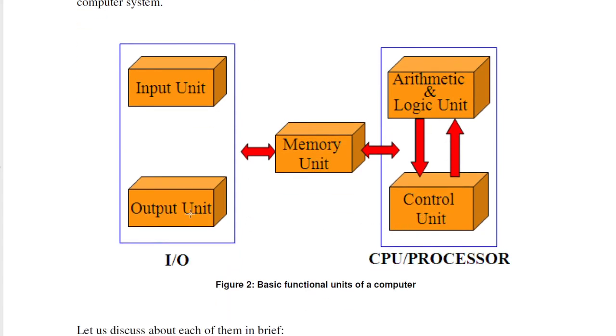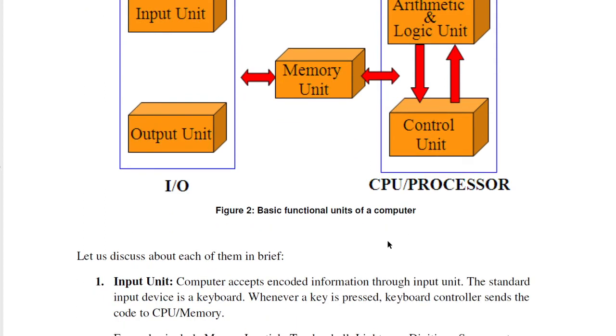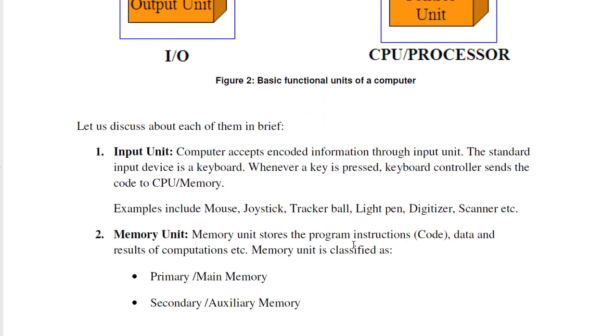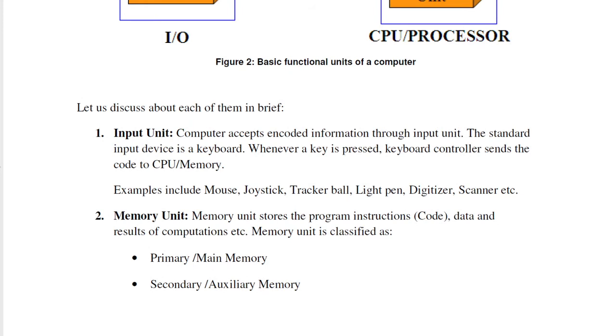So we have the input, output, and the memory unit, and then this one would be the CPU or the processor. The processor or the CPU contains the control unit and arithmetic logic unit, which is responsible for processing all data. Now let's discuss each of them in brief. Now we have the input unit. I'm pretty sure you know what input units are in computers.